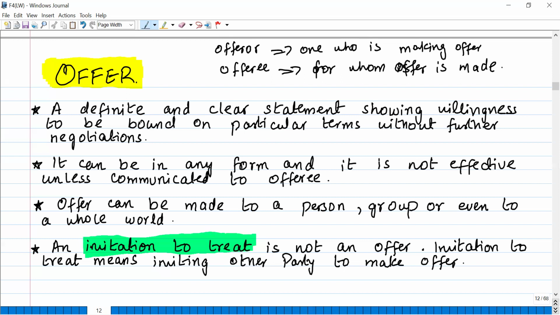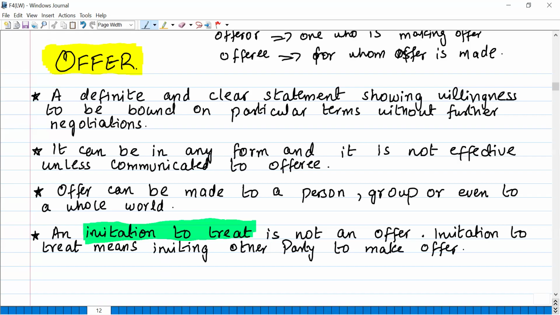Now, an important point that you need to be aware of is that you need to differentiate between an offer and an invitation to treat. An offer has the legal ability to form a contract, while an invitation to treat does not have that. Okay. So offer and invitation to treat are two different things. Offer means you are offering something. Invitation to treat means you are not making an offer, but you are inviting other parties to make an offer.